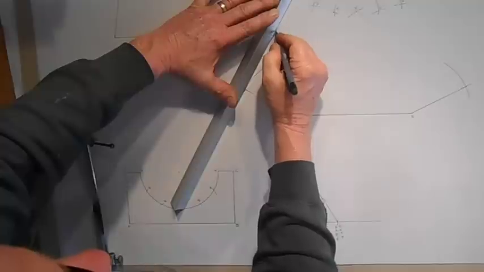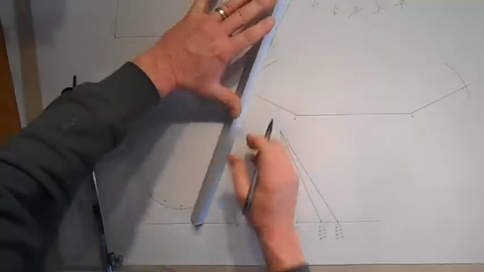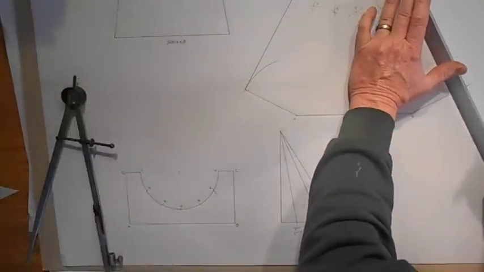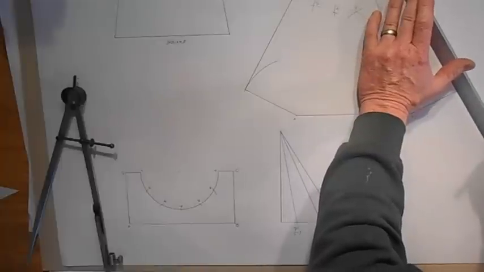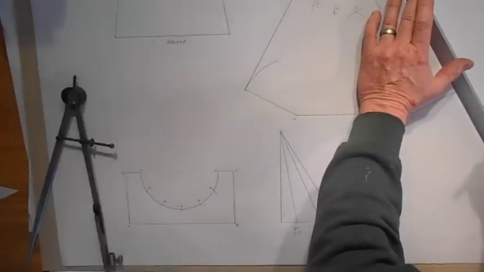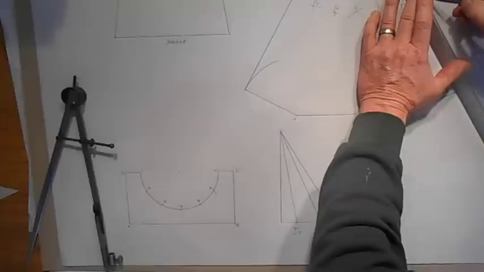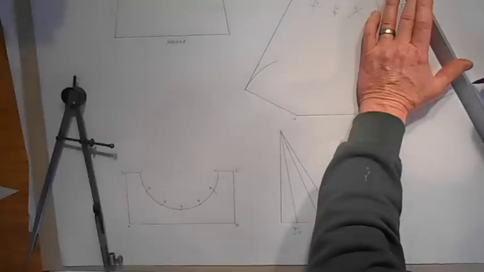I'm having trouble with my little drawing pencils here. I like the 0.5 millimeter pencils. They just have a little crisper point to them rather than the 0.7 millimeters.